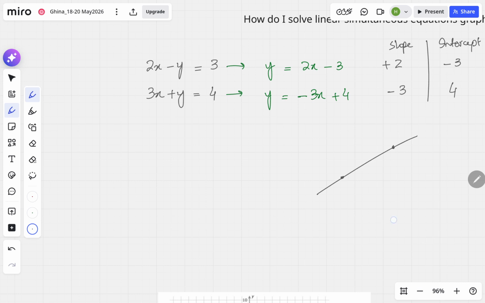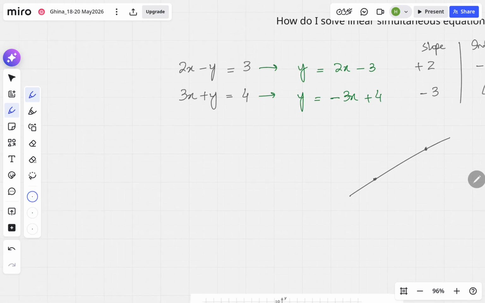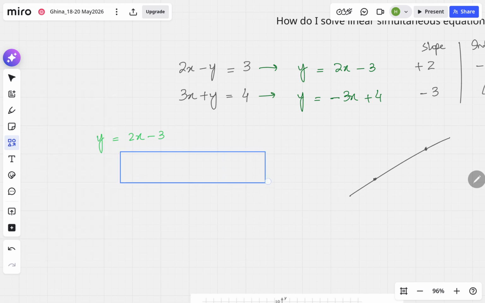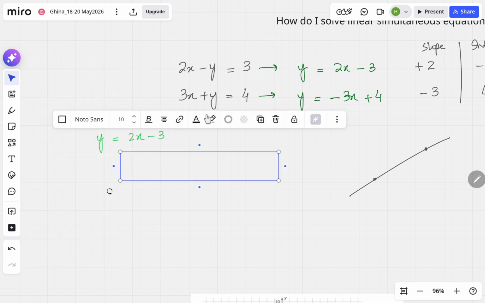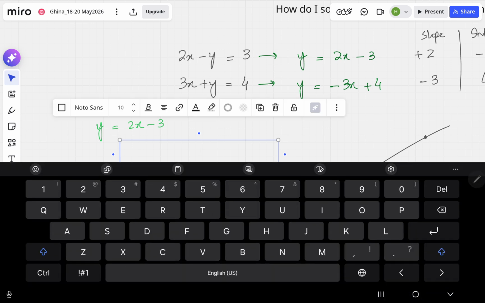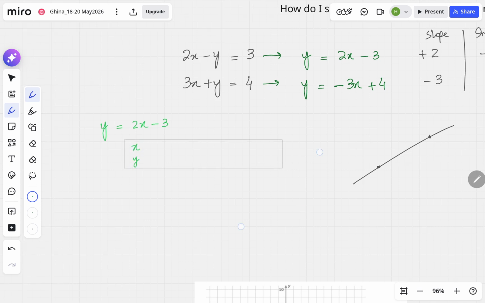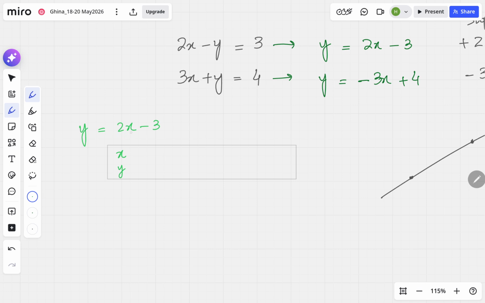So what you do is make a table. For the first graph, y equals 2x minus 3, I have this table. Here you put x and y, and for all the values of x, when you put them in this equation, you get the values of y.